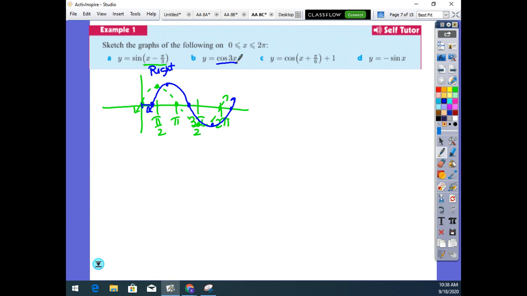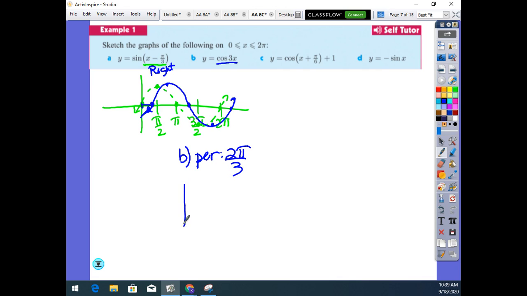Notice this particular one is just changing the period. All right. So we kind of extend this if they want to show the 0 to 2 pi. For letter B, the first thing you need to do is determine what the period is. 2 pi divided by 3. That means it completes one full cycle by 2 pi over 3.